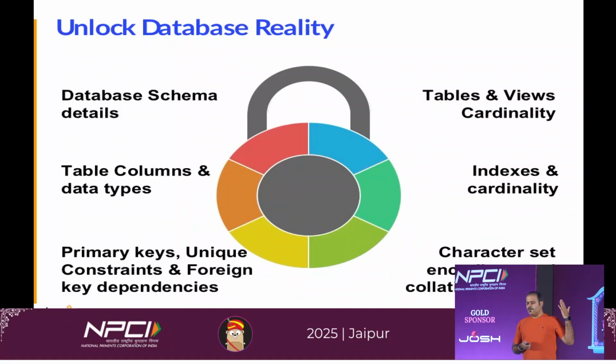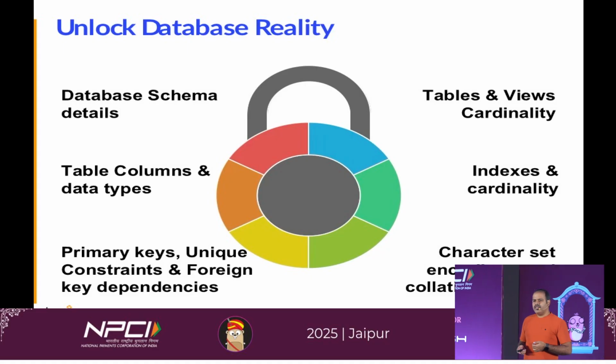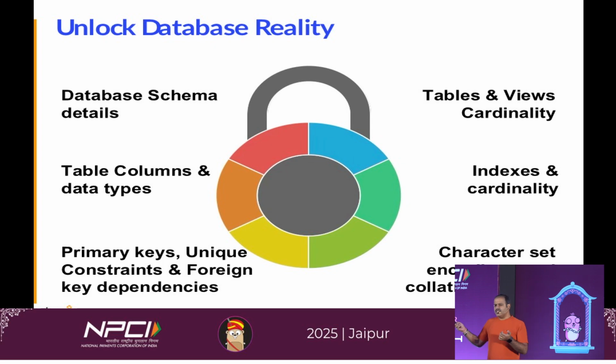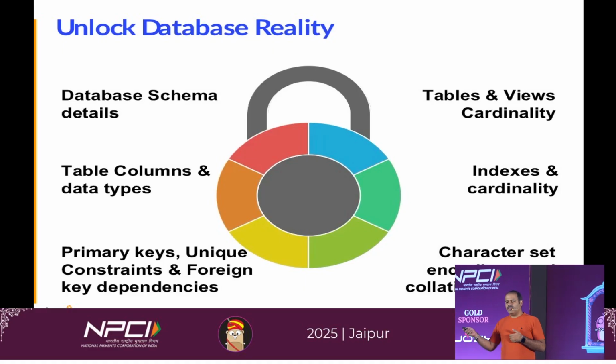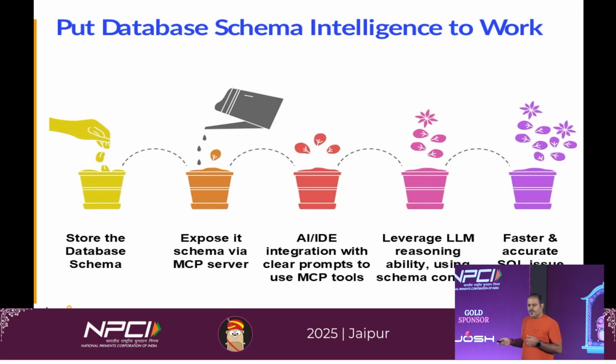Then you look at different types of database constraints like primary keys, unique keys, and foreign key dependencies. And finally, the character set encoding and the collation settings that you use while you configure your tables, and the different string data types that you have. So this is all the database schema intelligence. Now, how do you use it further? You use it by exposing this database schema by storing it somewhere. It could be a database or it could be a document store.